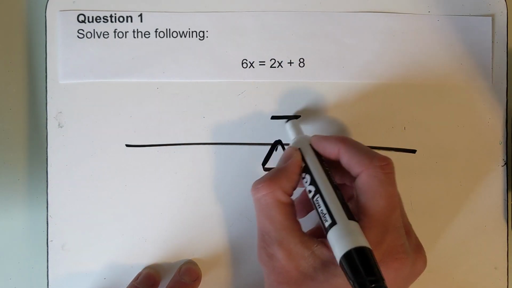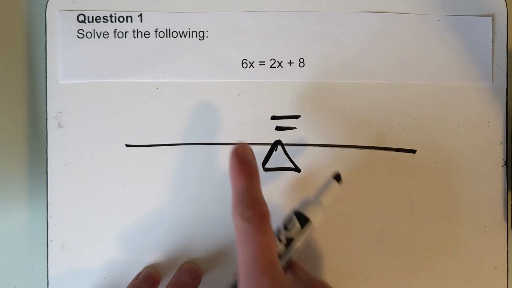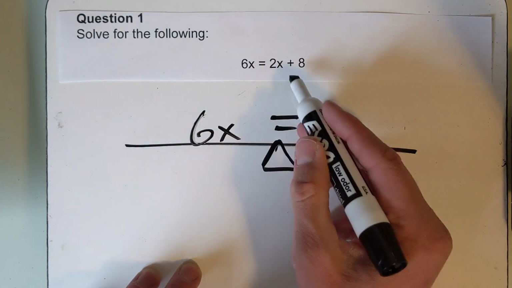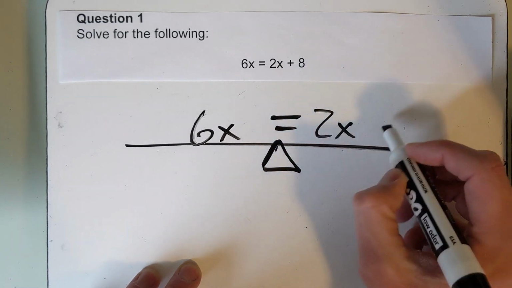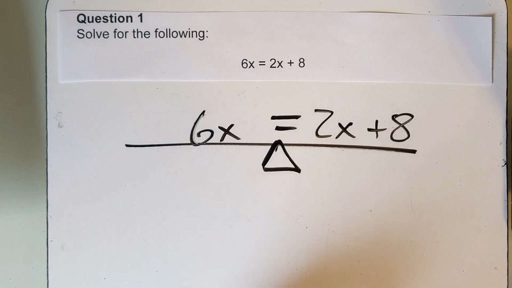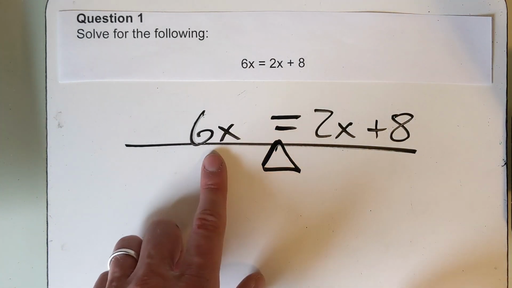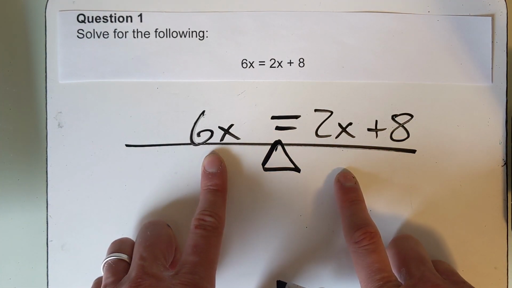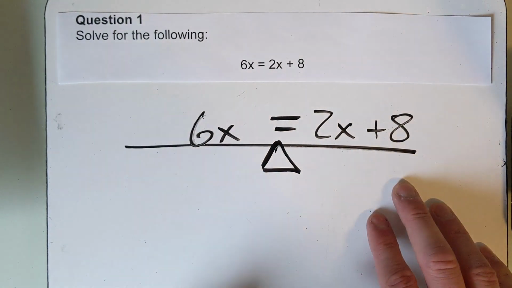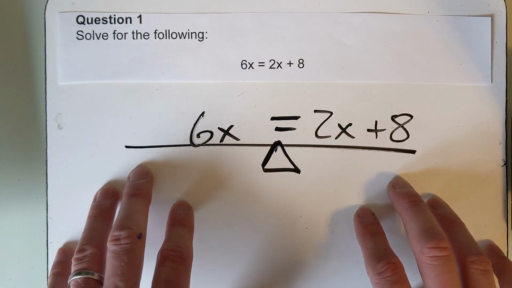We want both sides to be balanced, so we're going to have that equal sign in the middle. We have 6x's on this side is equal to 2x's plus 8. Again, thinking about what can we do on both sides in order to keep our equation balanced, right? This side has to be equal to this side. So if we add 5 here, we have to add 5 here. If we take 5 away from here, we have to take 5 away from here.